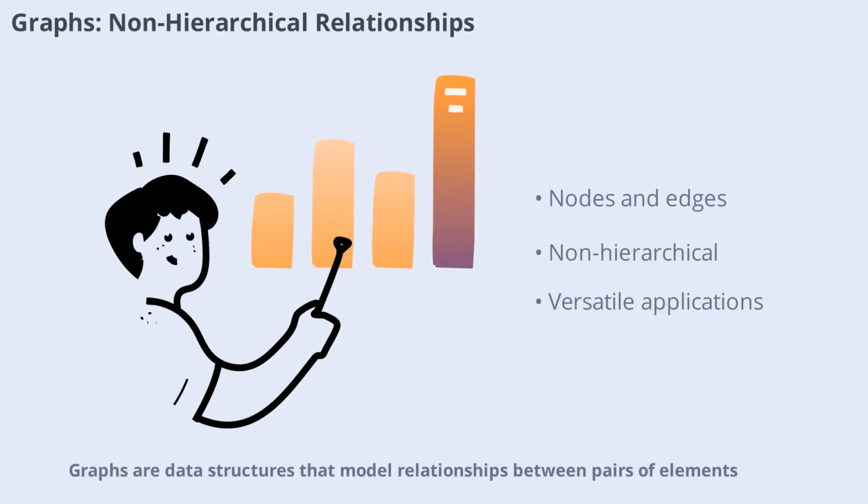Graphs are data structures that model relationships between pairs of elements, which may not be hierarchical. For example, an airline's flight map can be represented as a graph, where cities are nodes and flights are edges. Graphs are versatile and used in many applications, from social networks to transportation systems.